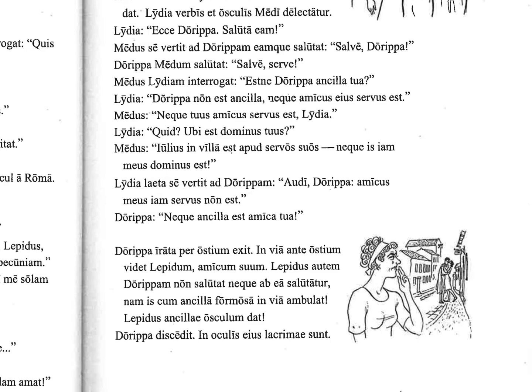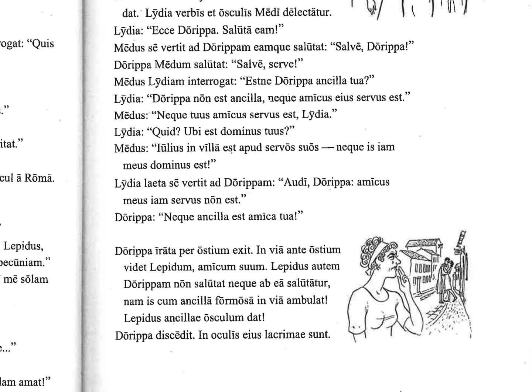Let us see. Doripa irata, Doripa angry, per ostium exit, exits through the door. In via ante ostium videt Lepidum. On the road in front of the door, she sees Lepidus, amicum suum, her boyfriend. Oh, wait a minute. That's not Medus and Lydia. Even better. It's her supposed boyfriend Lepidus kissing somebody in the street. Okay. Lepidus autem. Lepidus, however, Doripam non salutat, does not greet Doripa. Neque ab ea salutatur, nor is he greeted by her.